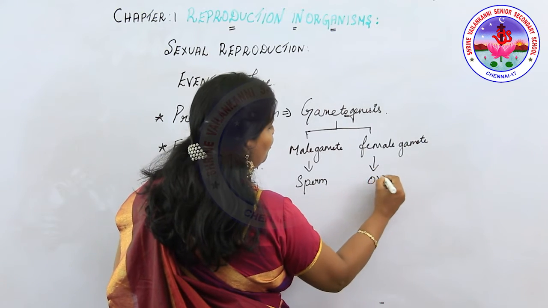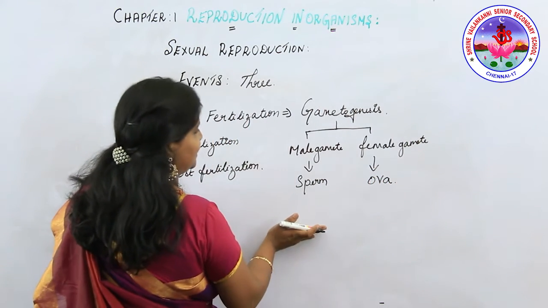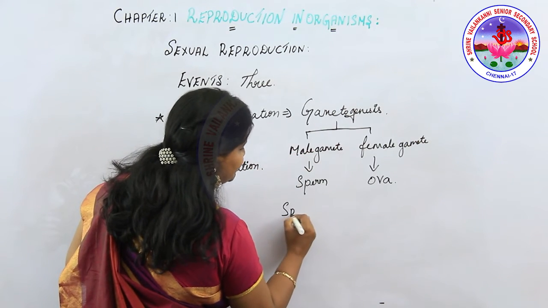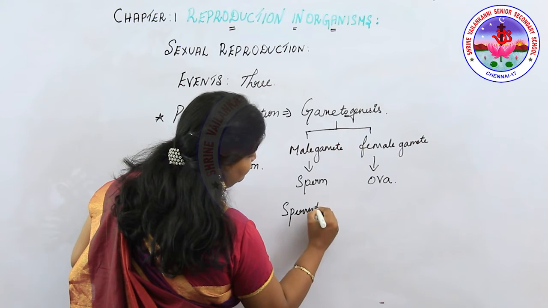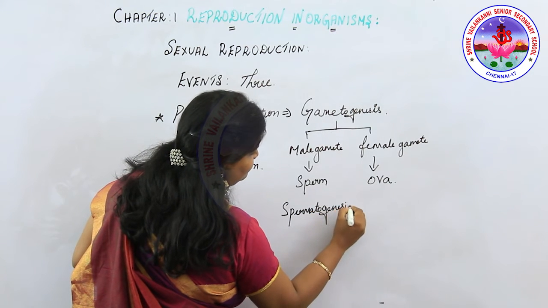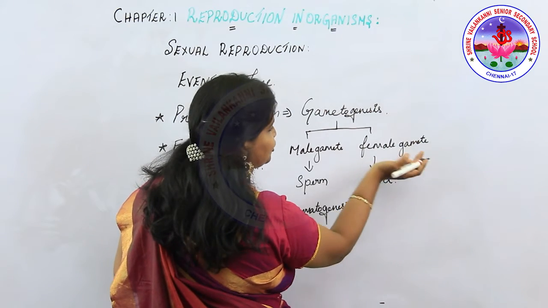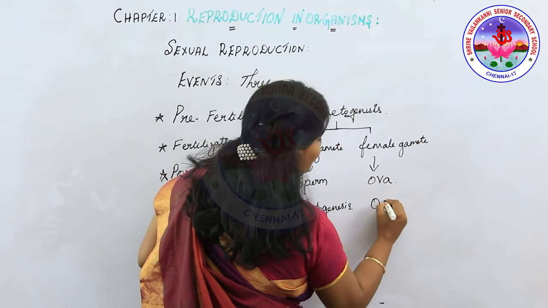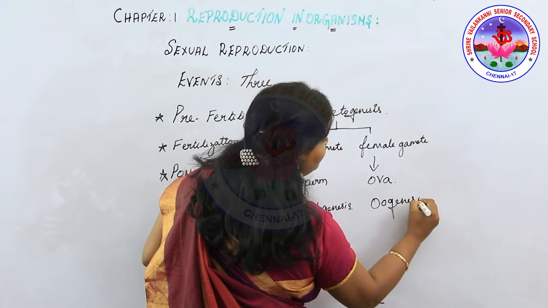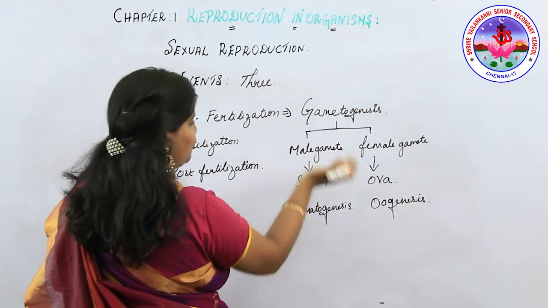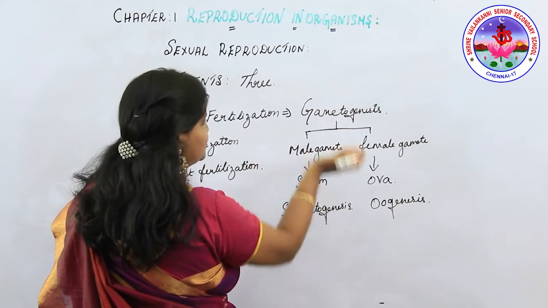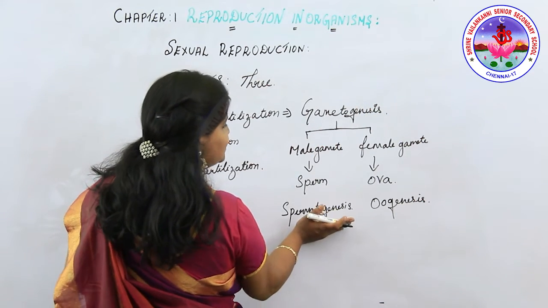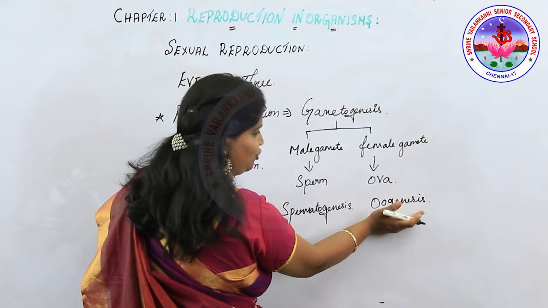The female gamete is the ovum. So the process involved in the production of the male gamete is called what? Spermatogenesis. The process of production of the female gamete is oogenesis. I repeat, the process of development of the gamete is called gametogenesis. Gametogenesis is of two types: spermatogenesis and oogenesis, which occur in humans.